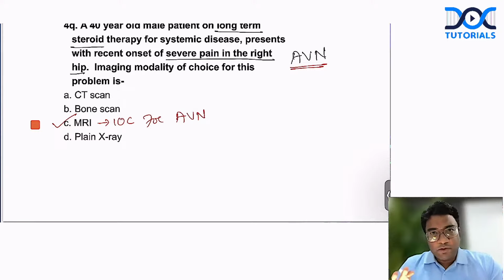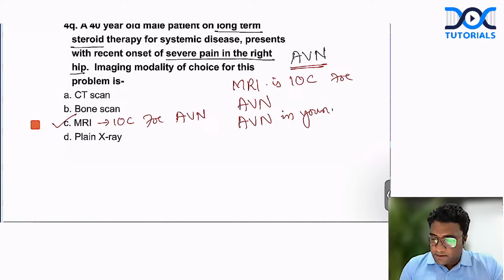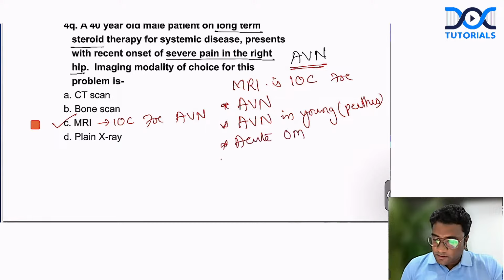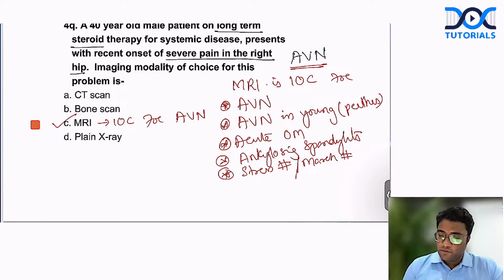In orthopedic conditions, I want you to learn MRI for a few conditions. Just remember this. MRI is the investigation of choice for avascular necrosis. Avascular necrosis in the young, what is that called? Perthes, right? So even for Perthes disease. It is also the investigation of choice for acute osteomyelitis, ankylosing spondylitis, and stress fractures or march fractures. Also we go for MRI.